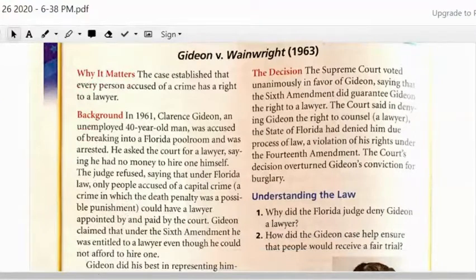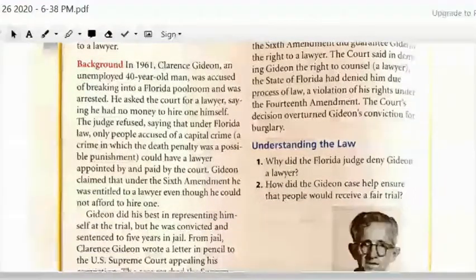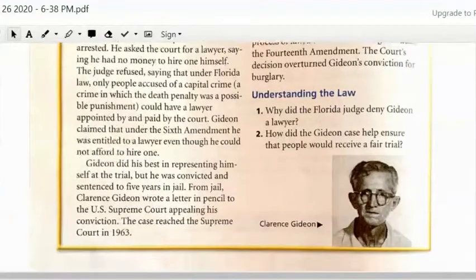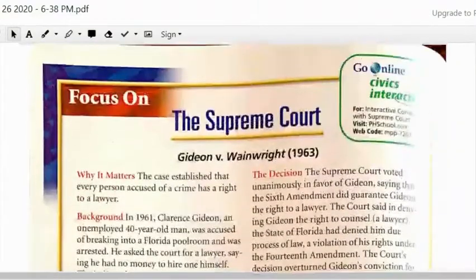Gideon claimed that under the Sixth Amendment, he was entitled to a lawyer, even though he could not afford to hire one. Gideon did his best in representing himself at the trial, but he was convicted and sentenced to 5 years in jail. From jail, Clarence Gideon wrote a letter in pencil to the United States Supreme Court appealing his conviction. The case reached the Supreme Court in 1963.